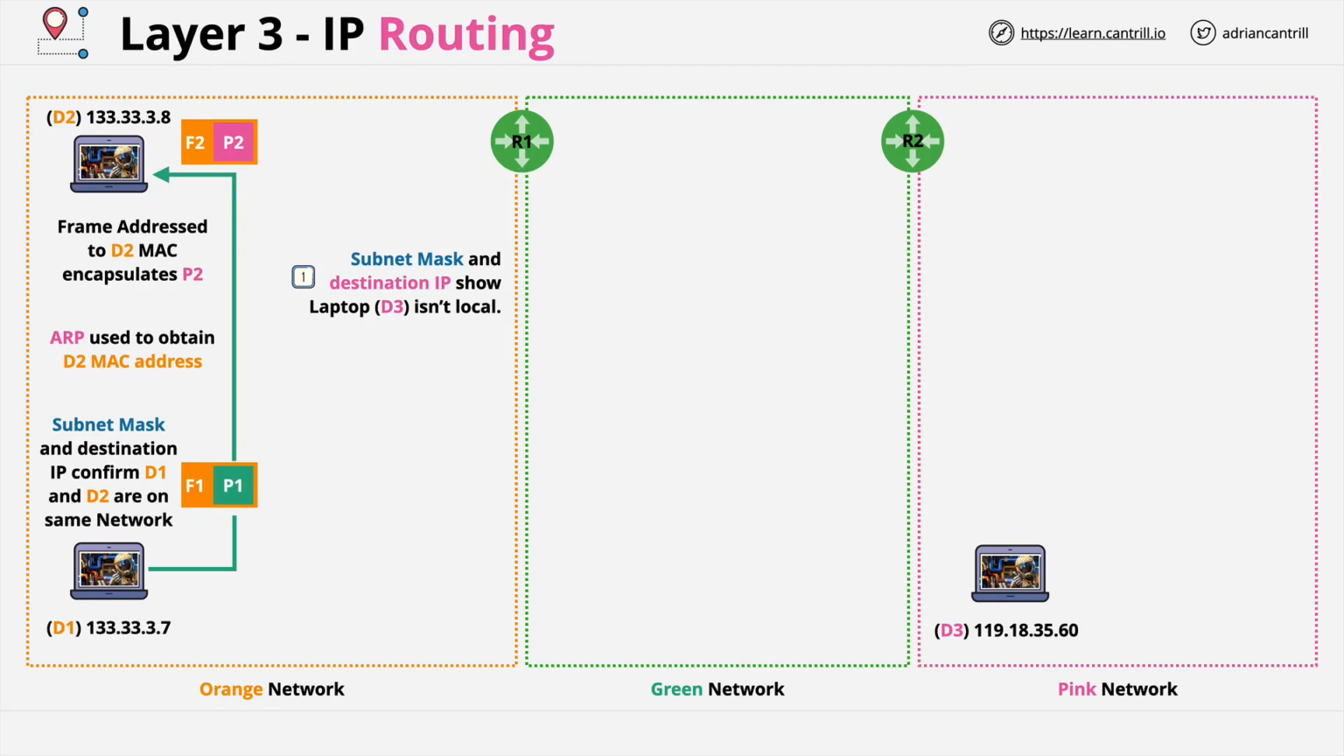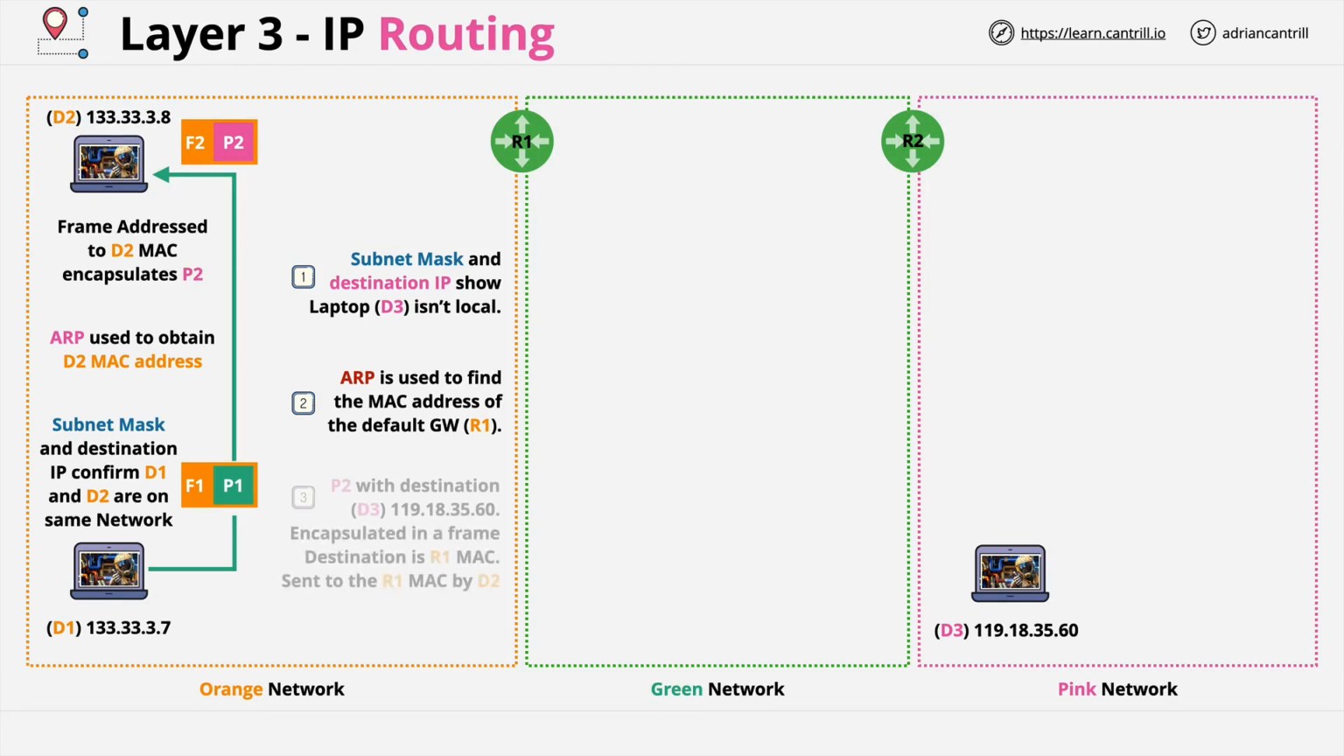It wraps this up in a frame called F2, but because D3 is remote, it knows it needs to use the default gateway as a router. So for the destination MAC address of F2, it uses the Address Resolution Protocol to get the MAC address of the local router R1. So the packet P2 is addressed to the laptop D3 in the pink network. So the packet's destination IP address is D3. The frame F2 is now addressed to the router R1 MAC address, so this frame is sent to router R1.